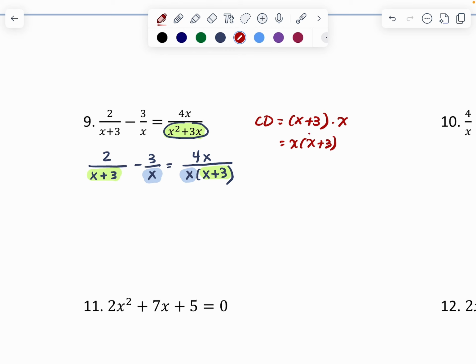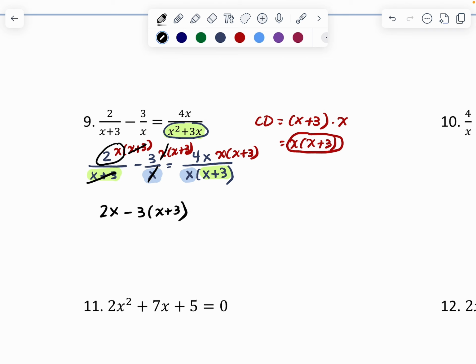So what I'm going to do with this now is multiply every single term by this common denominator to clear those fractions out. So I'm going to multiply this by x times x plus 3, this times x plus 3, and then this times x plus 3. Now, this is where the magic happens, right? So the x plus 3's cancel out, leaving me with a 2 times x, or a 2x, minus the x's cancel out, leaving me with a 3 times x plus 3. I'm going to distribute that on the next step. And then this right here, you guys, all of it cancels out. Do you see that? Leaving you with just a 4x.